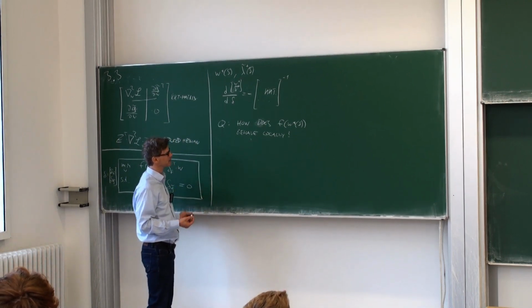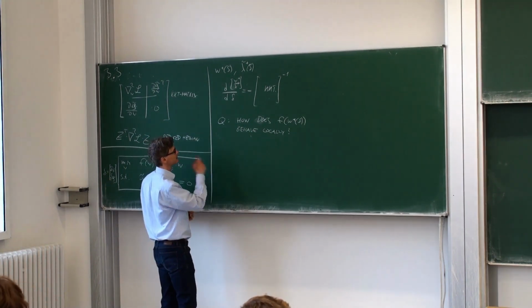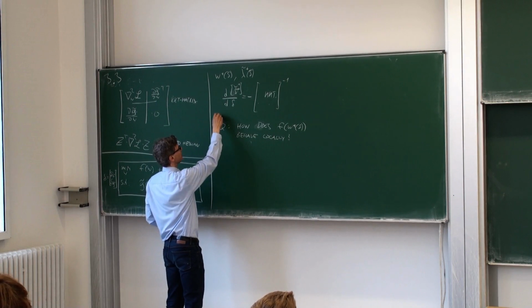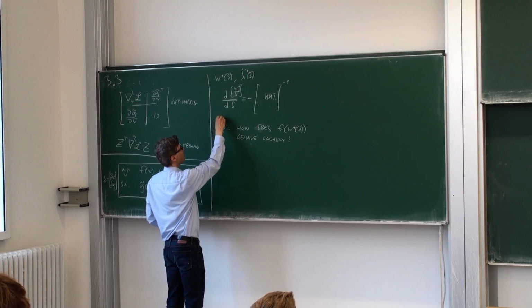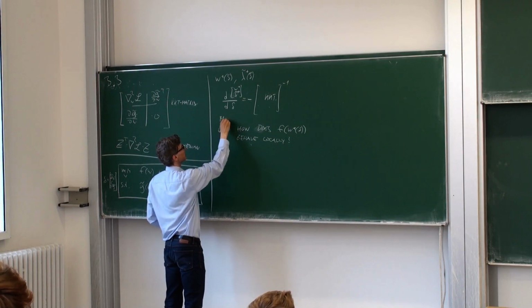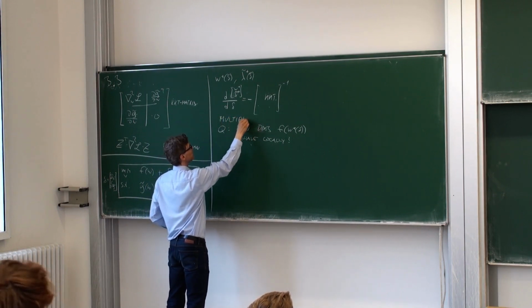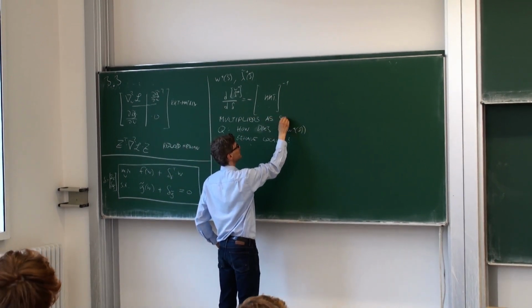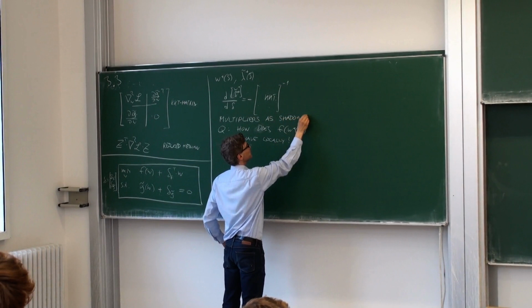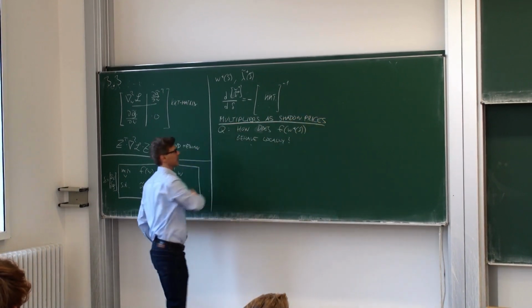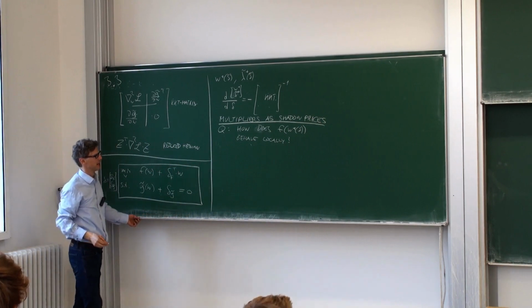And now the interesting thing is the following. I give a headline to this. The headline is multipliers as shadow cost, or as shadow prices. That's the headline we give it in the script.